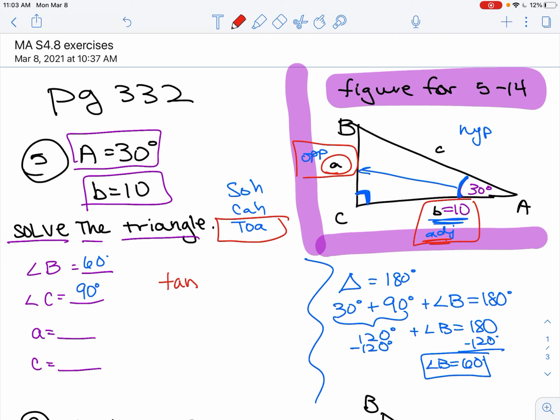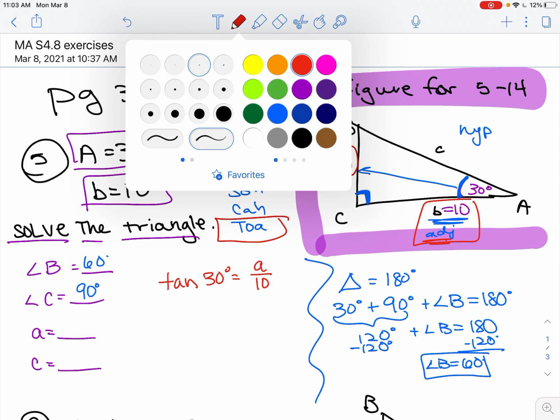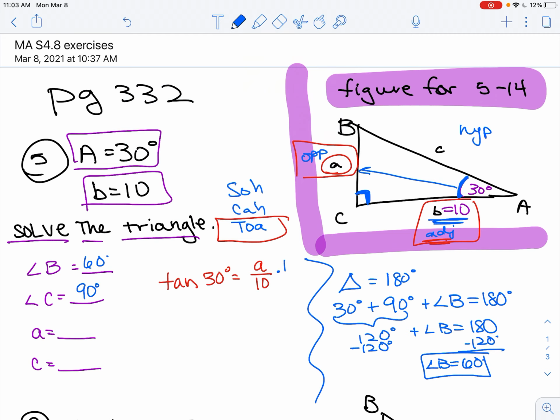So we know tangent of the angle, which is 30, equals the opposite side, which is A, we don't know it, over the adjacent side of B, which is 10. And now let's solve for A. We're going to multiply by 10 to both sides, and we get A equals 10 times the tangent of 30.